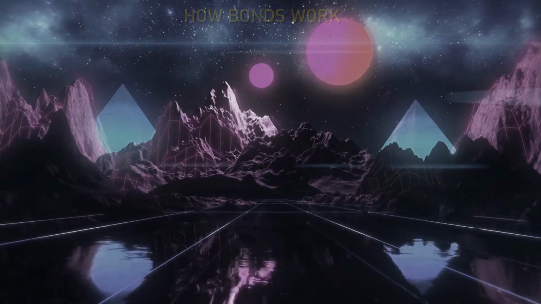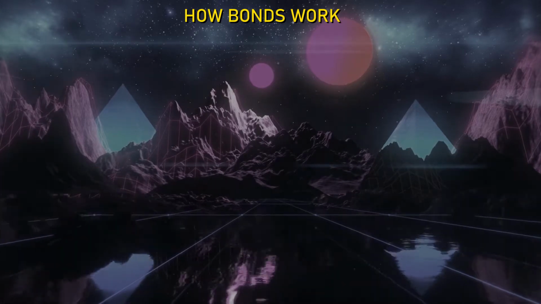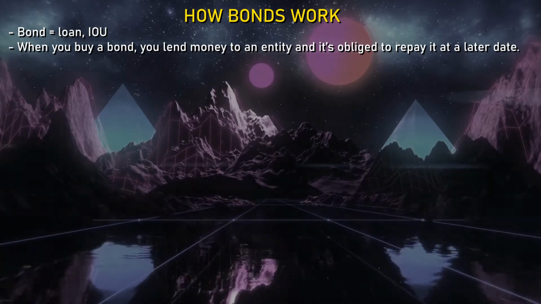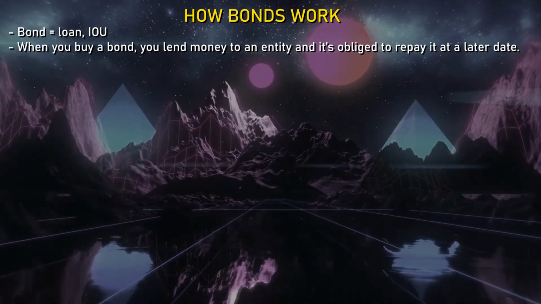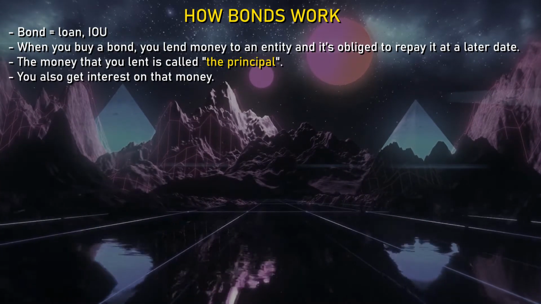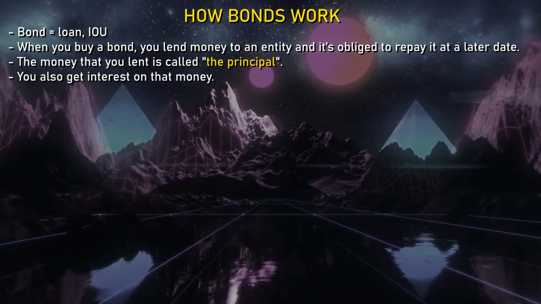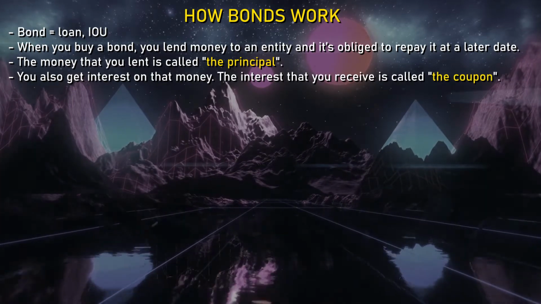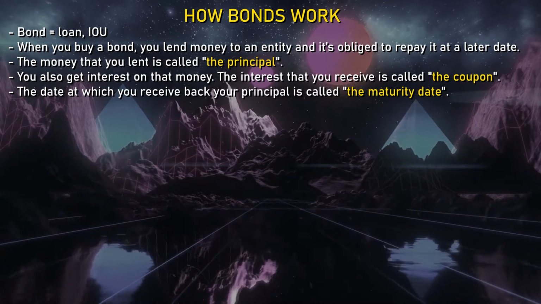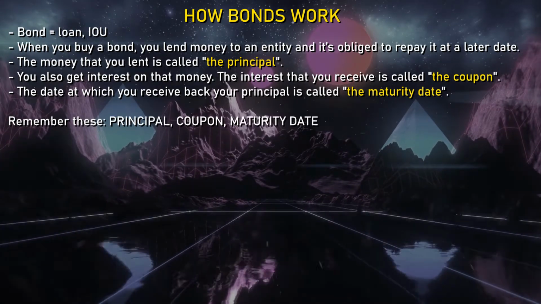Let's start by explaining what a bond is. The simplest way to understand and to remember what a bond is to think about a loan or an IOU. When you buy a bond, you essentially lend money to an entity, and they are obliged to repay it at a later date. The money that you lent is called the principal. You also get interest on that money, which can be annually, semi-annually or monthly, but usually it is annually. The interest that you receive is called the coupon. The date at which you receive back your principal is called the maturity date. So remember these: principal, coupon, and maturity date.